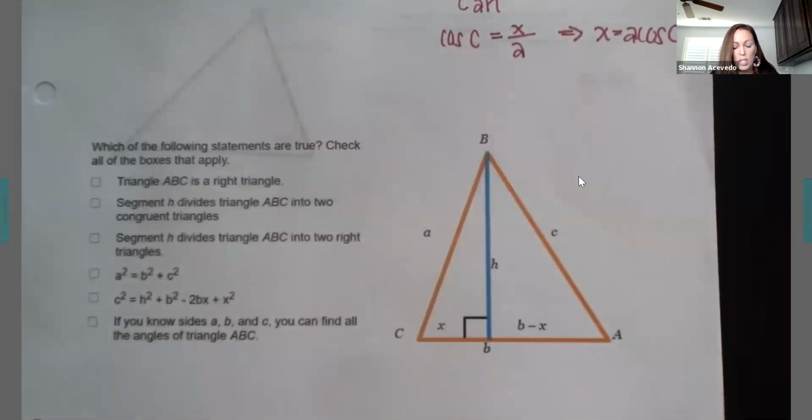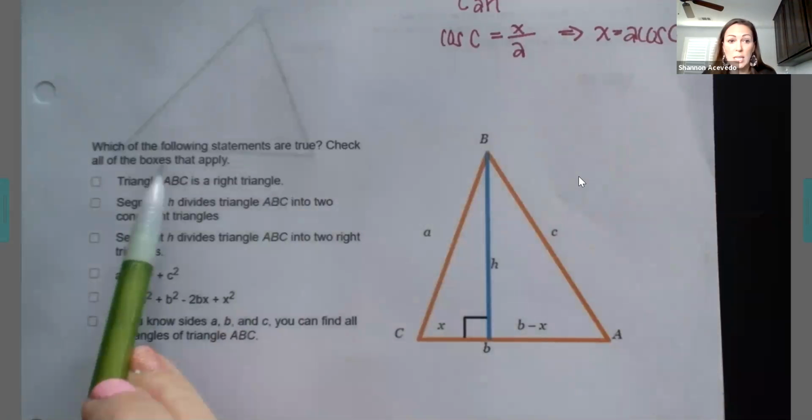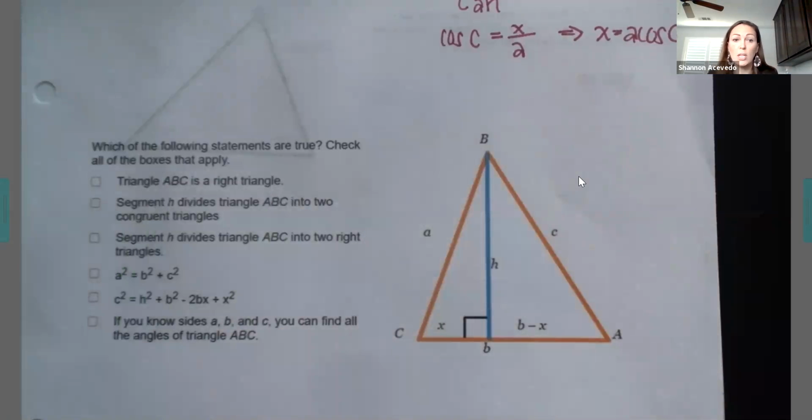All right, so same kind of idea here as well. They're kind of putting everything together again for you guys of where this law of sines and cosines is coming from and this idea of these triangles. So it says, which of the following statements are true? Check all the boxes that apply. So let's go through and read them.